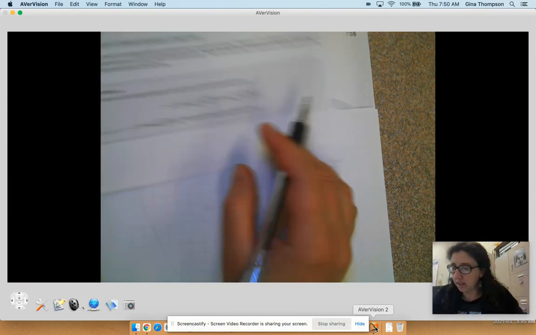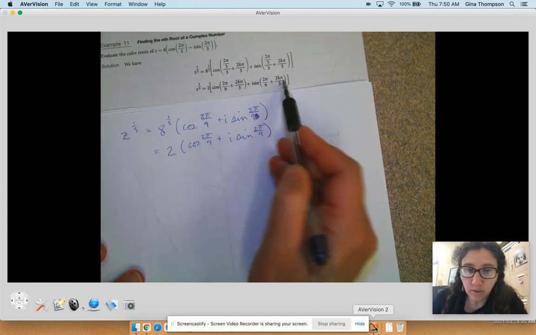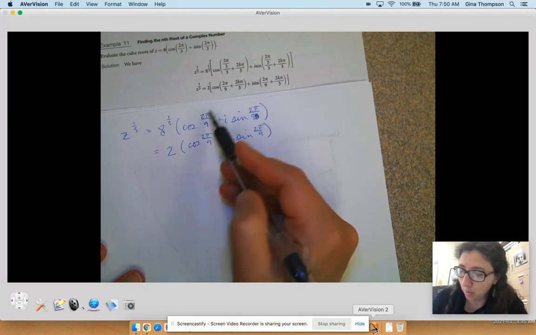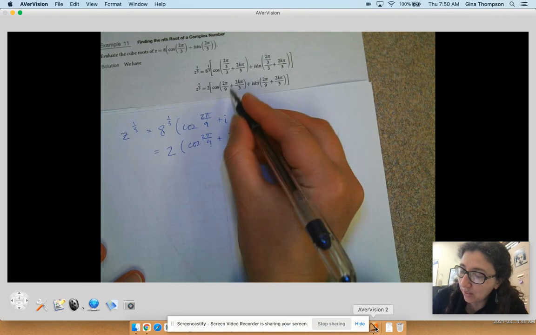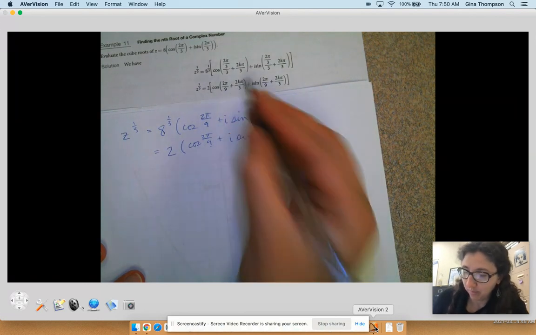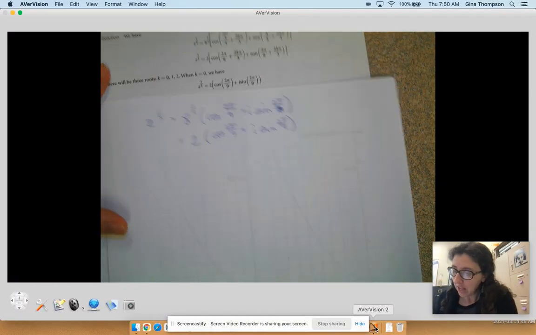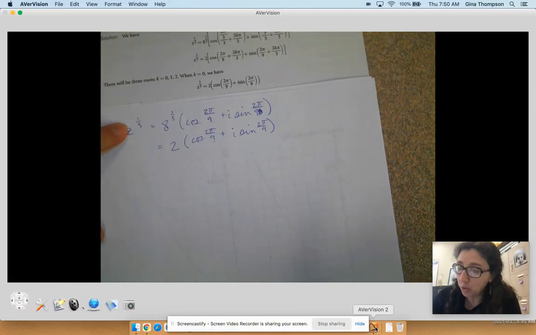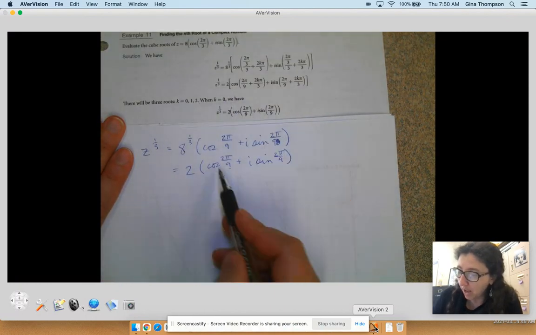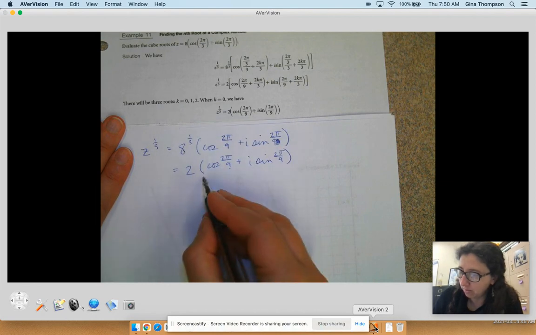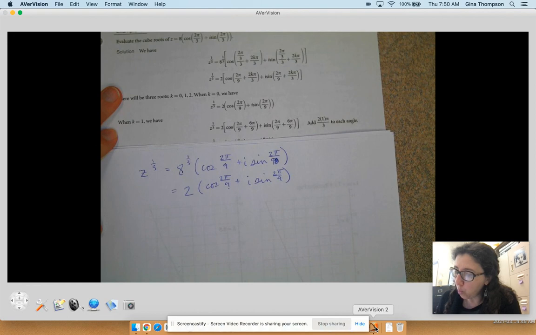So here's the form of all of our answers, kind of what I said, but more complicated. This is one of the roots if k equals 0. There'll be 3 roots when k equals 0, 1, and 2. So if k equals 0, we have what we thought here. But let's look at what happens if k equals 1.